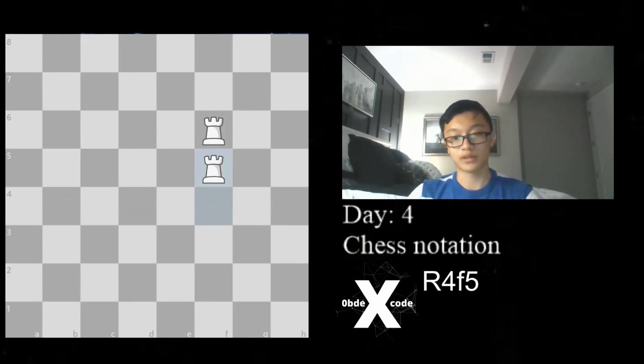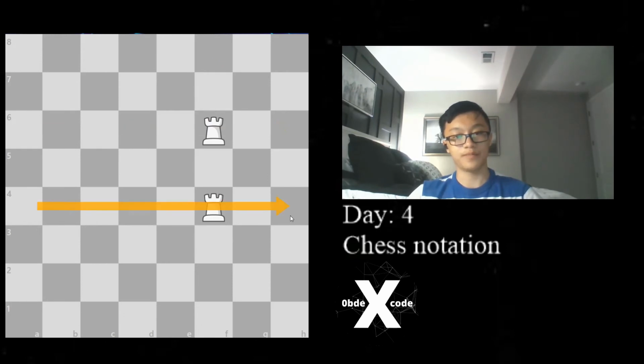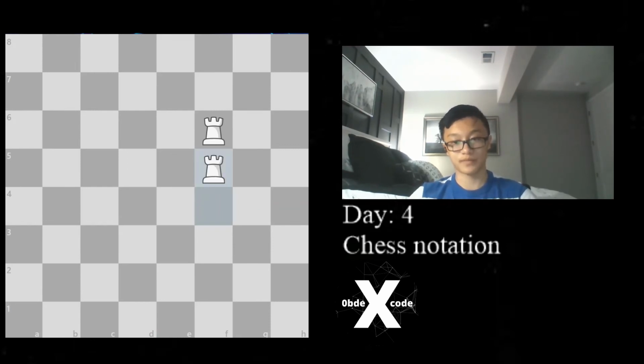because remember that if two pieces are on the same file, just use the rows. So let's say this piece moved. This is on the 6th rank. Then it would be R6 F5 because it used to be on the 6th rank. And if the piece moved, just like remember, this is on the 4th rank. So this would be R4 F5. And that's basically it.